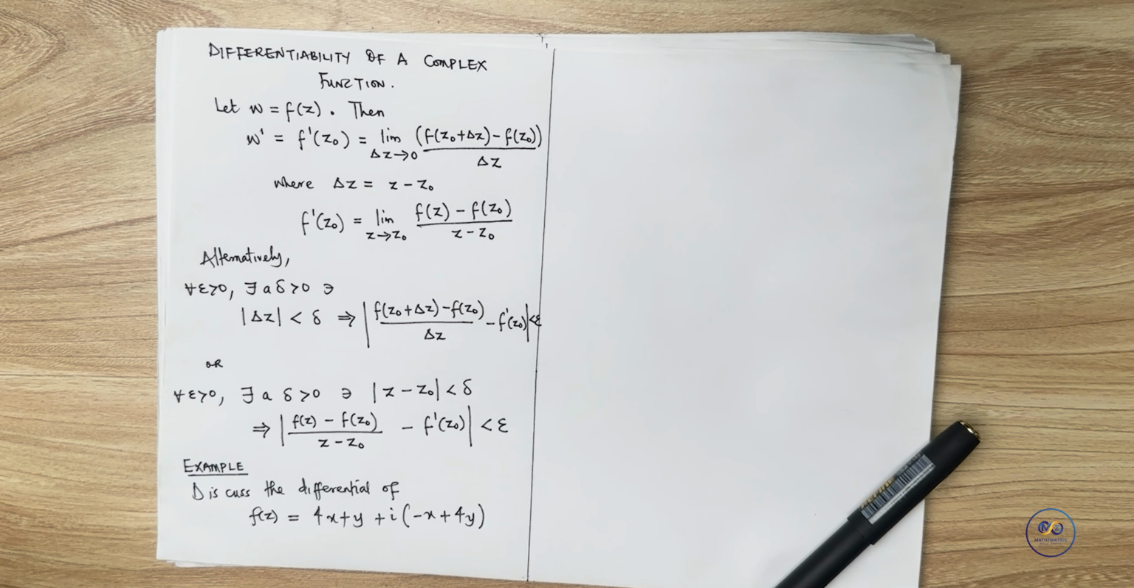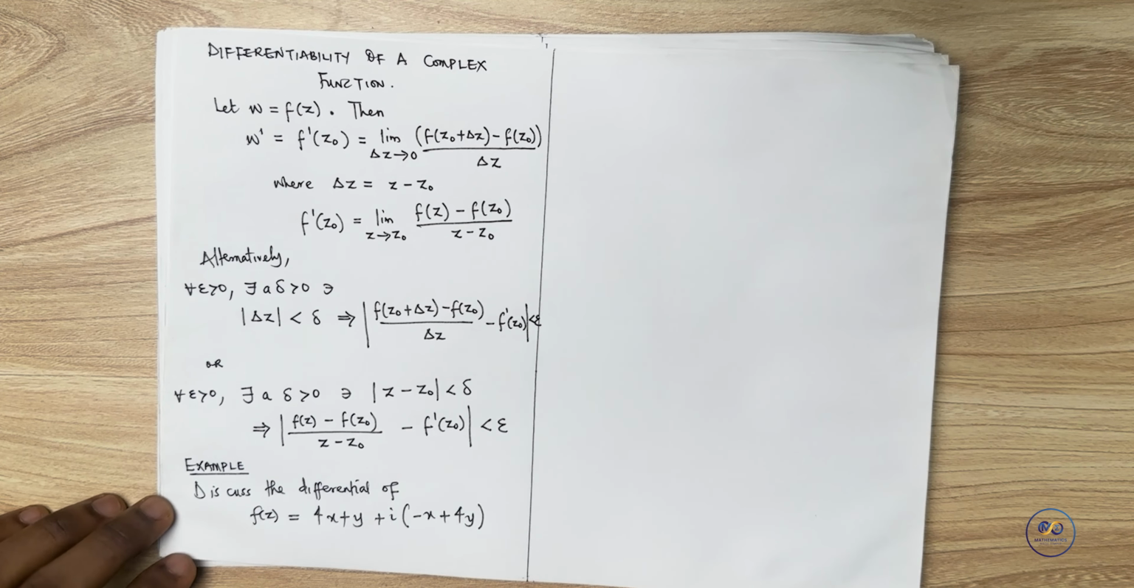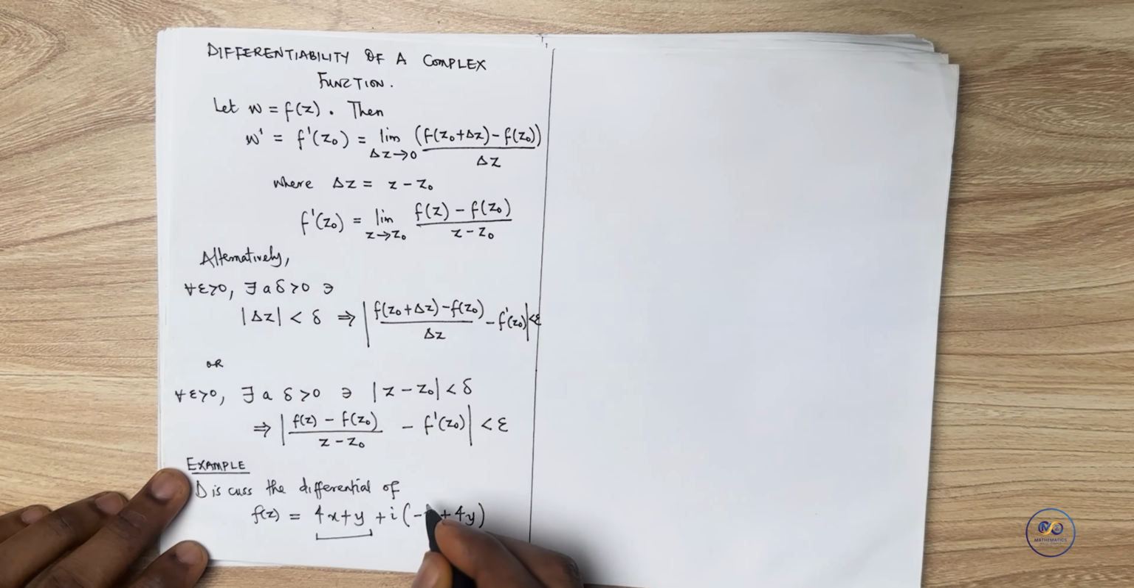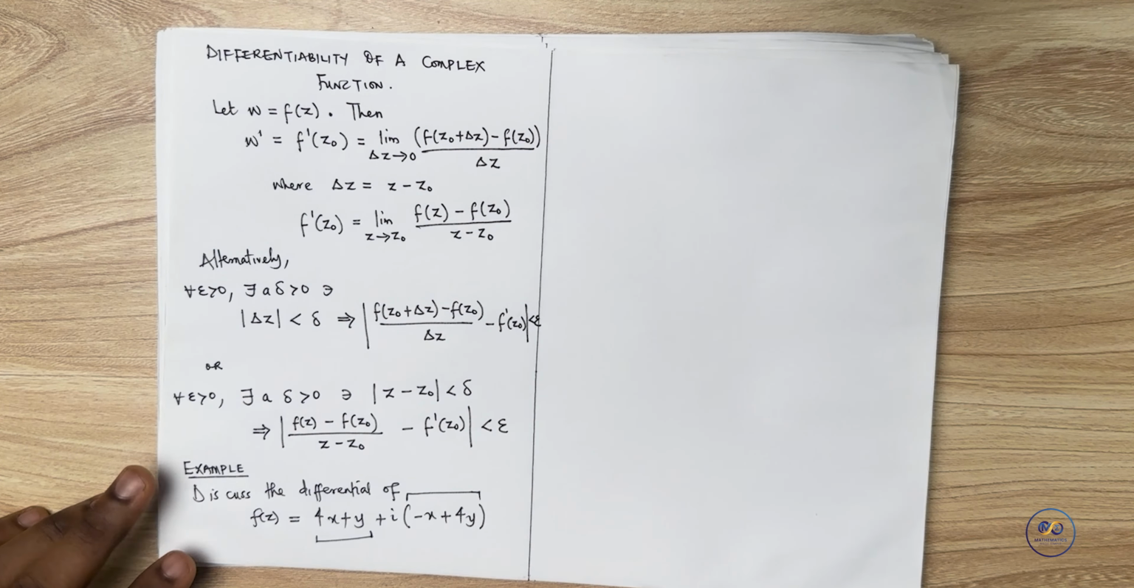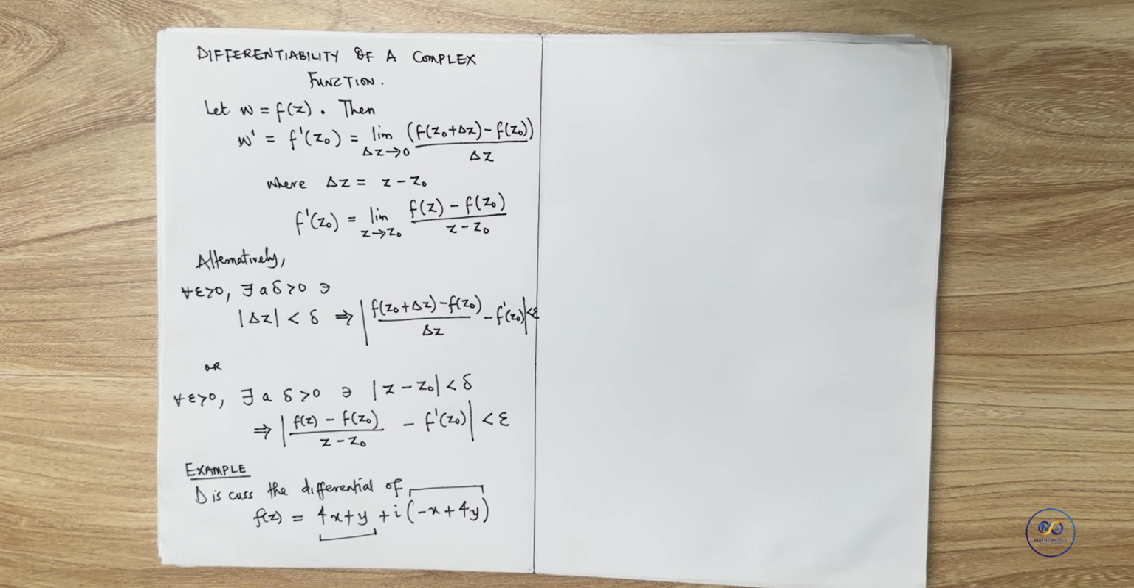Now, let's take a look at a function like this. We are to discuss the differential of f of z, which is equal to 4x plus y plus i into minus x plus 4y. In this case, this is our real part, and this is the imaginary part. We have these two parts, and we are just going to leave it like this. Now, we have to define or discuss this function based off these two parts of the function. So, how exactly can we proceed as quickly as we can.